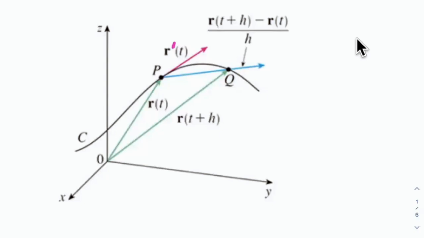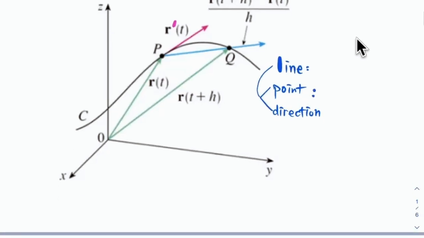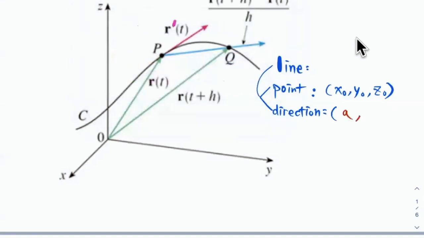So for a line, you need a point, and you also need the direction. If you have these two pieces of information, you'll be able to write the equation for the line. For example, if you have a point, say x naught, y naught, and z naught in space, and it has a direction vector a, b, c, what's the equation for the line? Just a quick review from last chapter.